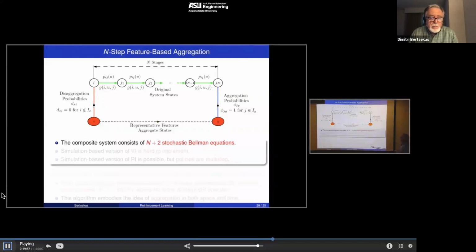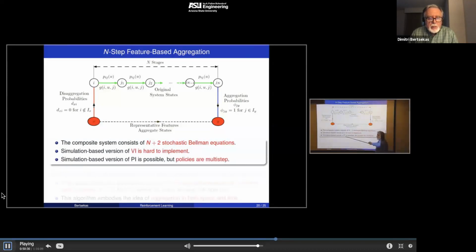However, now we have an enlarged state space like that, and it involves n plus 2 stochastic Bellman equations. Value iteration based on sampling goes out the window. You can't do it. Why? Because there's a minimization over minimization over minimization, each time involving an expectation in between, so it just cannot be implemented.